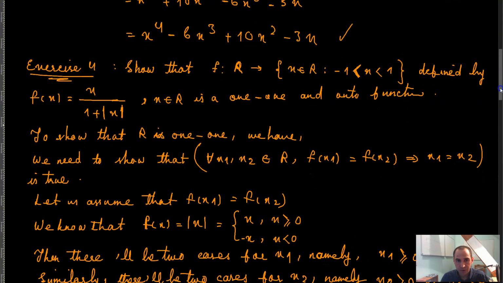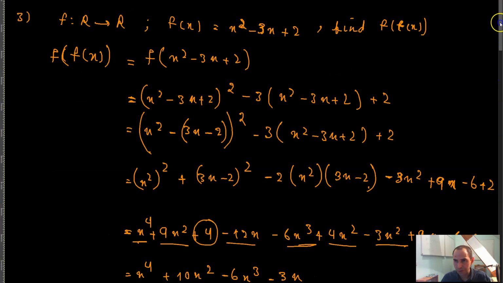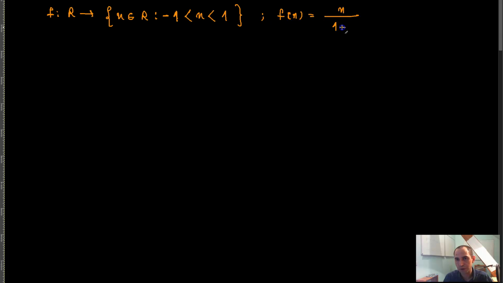Okay, so the next part of this question is the second part of question number 4, exercise number 4, where we want to prove that f is onto. Basically, f was a function from R into the set of x belonging to R such that -1 is less than x less than 1, defined by f of x is equal to x over 1 plus absolute value of x, and you want to show that f is onto.